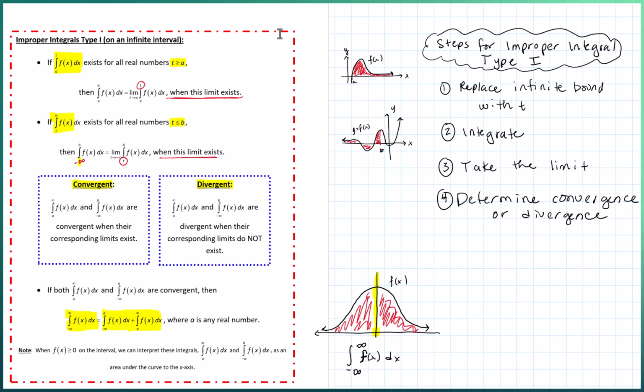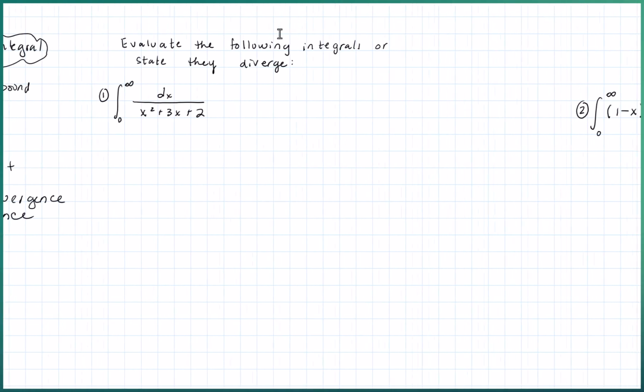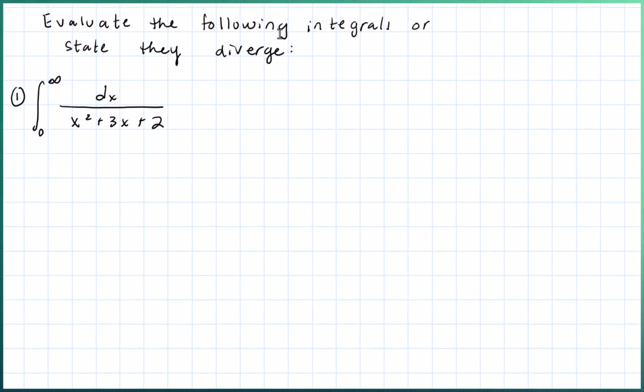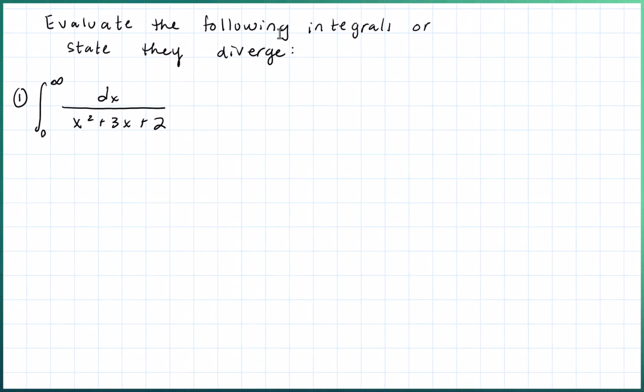I have some real rough steps sketched out here on the screen as well. We can always just replace our infinite bound with t, integrate, take the limit, determine if we have convergence or divergence. So we're going to jump right into it and illustrate some of those points on the examples. So here we go. We know that this is, first of all, an improper integral, because we have that infinite upper limit of integration. We're integrating from 0 to infinity.